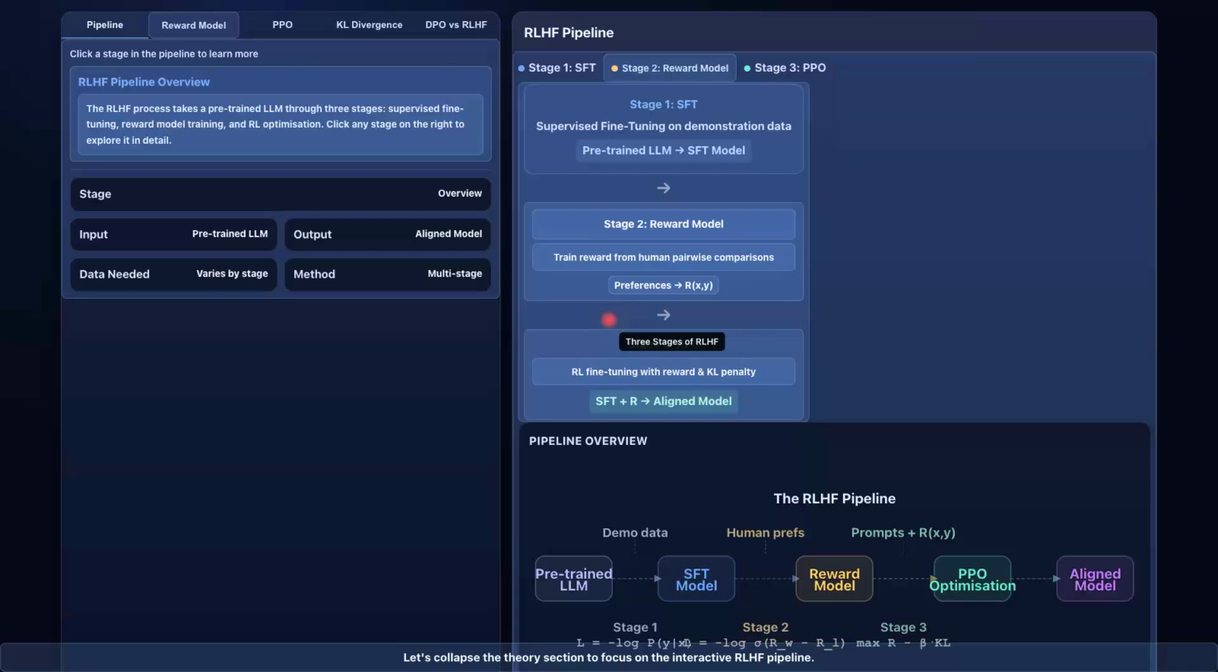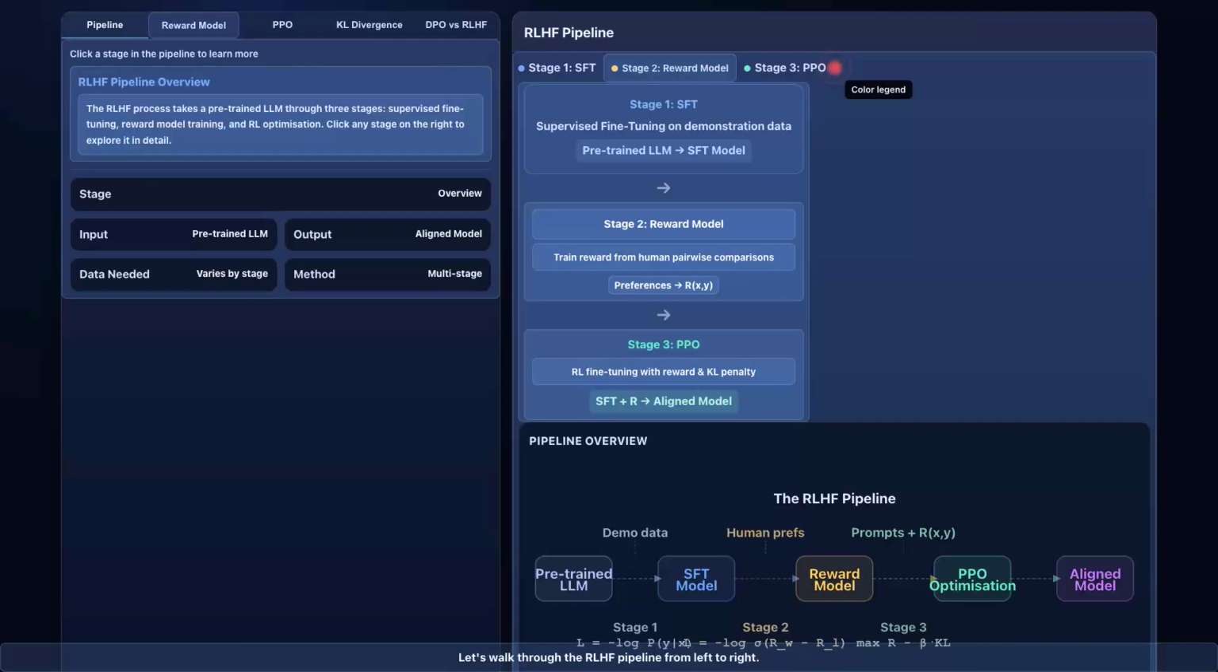Let's collapse the theory section to focus on the interactive RLHF pipeline. This will give us a clear view of the main tool, where we can explore each stage in detail. Throughout this tool, each stage of the reinforcement learning from human feedback, or RLHF, process is color-coded for clarity. Blue represents supervised fine-tuning, or SFT. Yellow stands for the reward model, and green indicates proximal policy optimization, known as PPO. These colors will help us quickly identify each stage as we explore the pipeline.